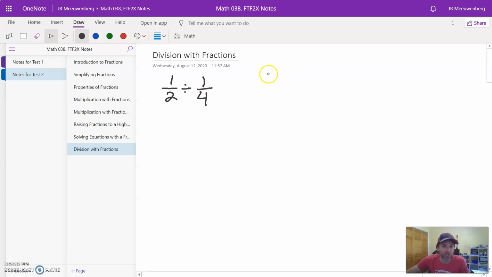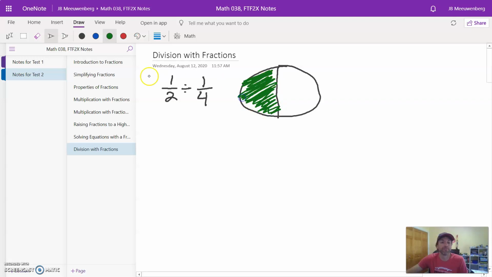And the first thing I'm going to do is draw a picture of what that might look like. Okay? So here is a half. Right? We're going to start with a half. And then what we're going to do is we're going to divide it by 1/4, which means I've got this same circle, right? But now I'm going to divide it into fourths. So now I'm going to look at one of these fourths and say, how many of these things fits into the whole half? How many of these red sections fit into the green section?